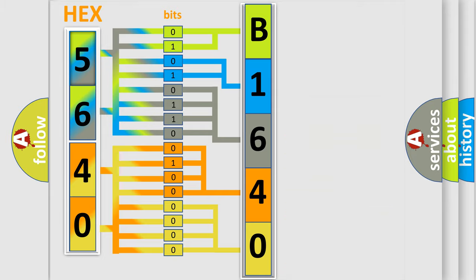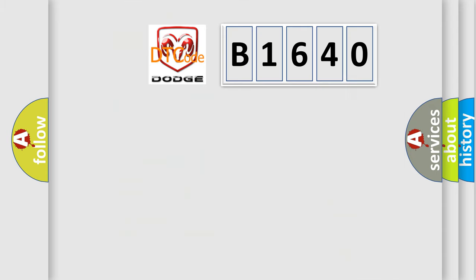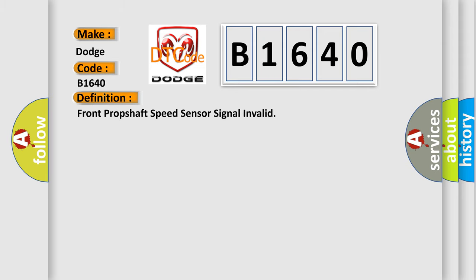We now know in what way the diagnostic tool translates the received information into a more comprehensible format. The number itself does not make sense to us if we cannot assign information about what it actually expresses. So, what does the Diagnostic Trouble Code B1640 interpret specifically for Dodge car manufacturers? The basic definition is: front propshaft speed sensor signal invalid.